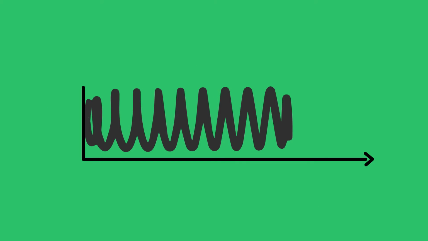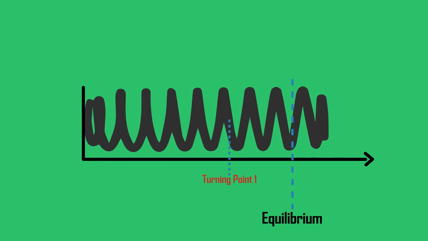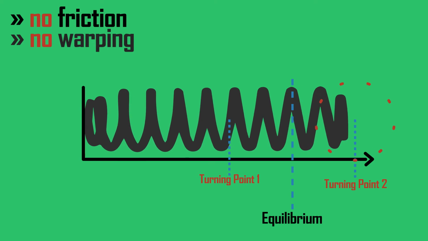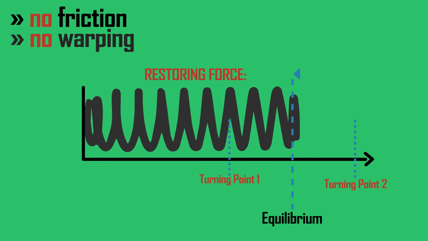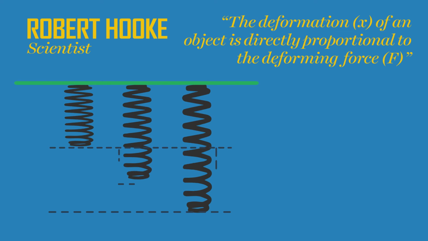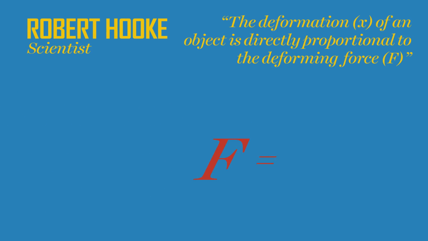Now we all know a spring has a certain resting length, or equilibrium point, and if we just assume it's a perfect spring, immune to friction and wear and tear, we can also say that when it is stretched or compressed, it'll try to restore itself to its equilibrium. In 1675, Robert Hooke, a scientist studying springs and elasticity, discovered that the extension of a spring is proportional to the force, and thus Hooke's law came into existence, describing the force of a spring. The equation he used is F equals kx.